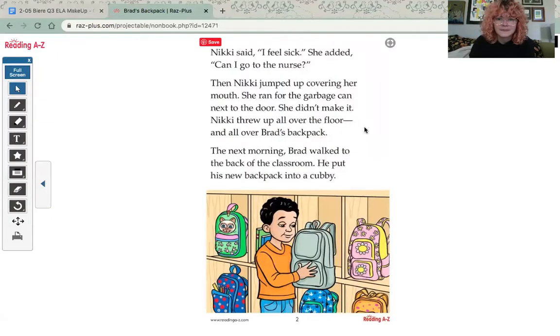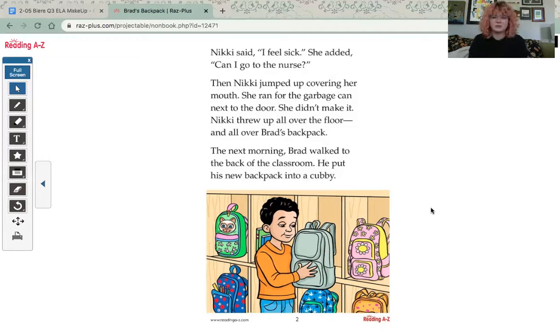Okay, let's keep reading. She didn't make it. Nikki threw up all over the floor and all over Brad's backpack. The next morning, Brad walked to the back of the classroom. He put his new backpack into a cubby. Okay, so Brad's problem was that he was throwing his backpack on the floor at the front of the classroom. Some events that took place are that Nikki felt sick and she went running to go to the nurse, and she didn't make it to the nurse or to the trash can, and she threw up all over the floor and all over Brad's backpack.